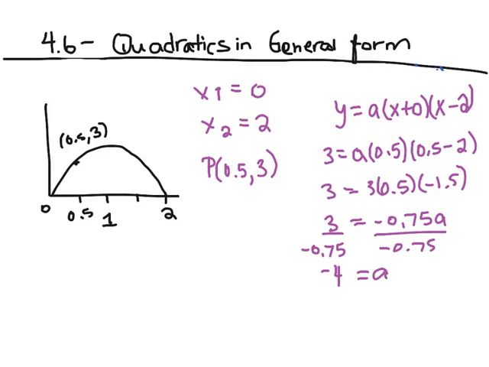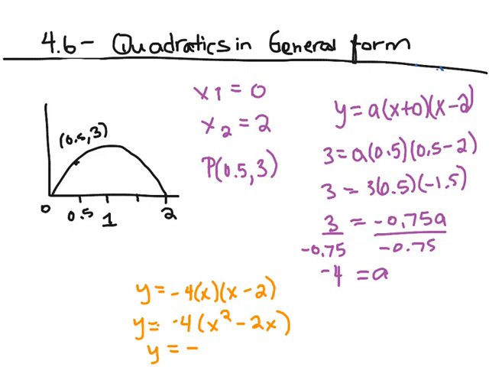y equals negative 4 times x times x minus 2. If we expand this out, we have negative 4 times x squared minus 2x. So y equals negative 4x squared plus 8x. And that is our general form.